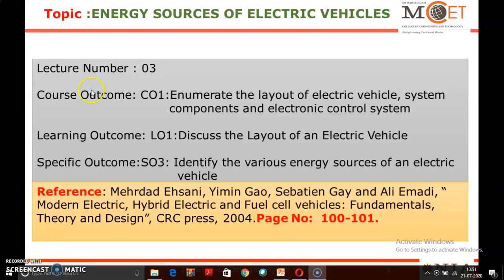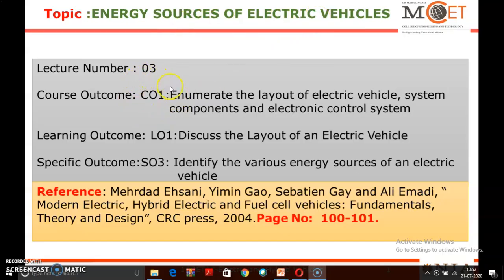Good morning all. In the last class we discussed the electric vehicle layout and electric vehicle configurations. In today's session we are going to see the available forms of renewable energy sources to power up the electric vehicles for their effective mobilization. In this class, we will see the various energy sources required for the electric vehicle drive system.